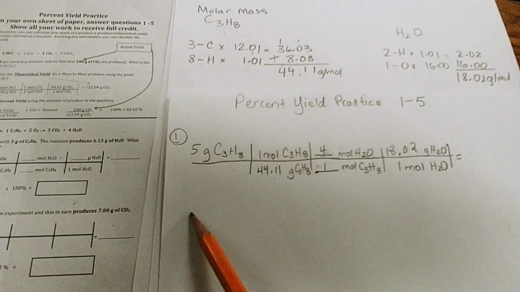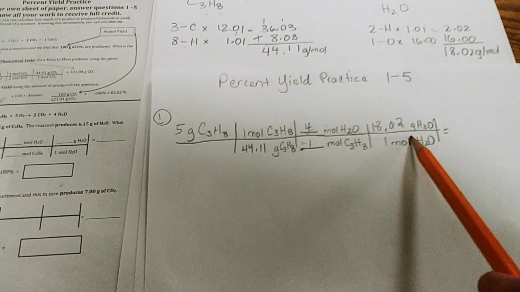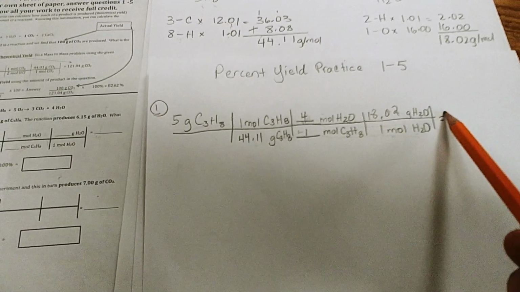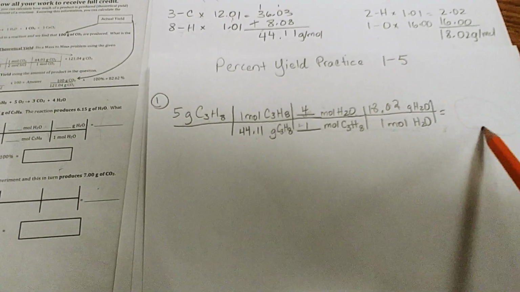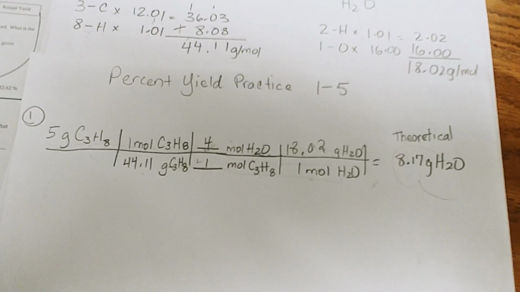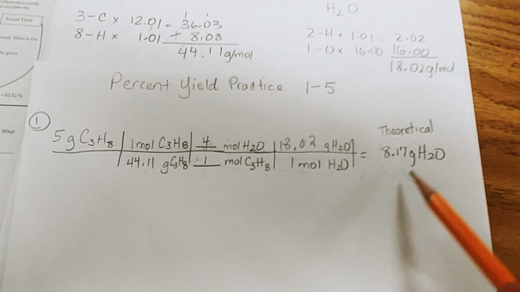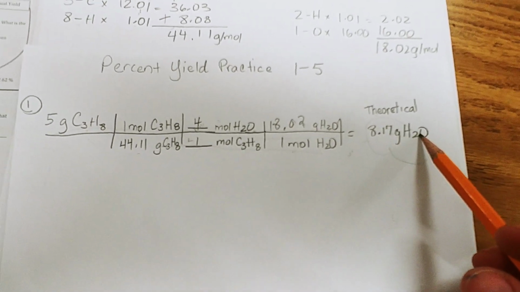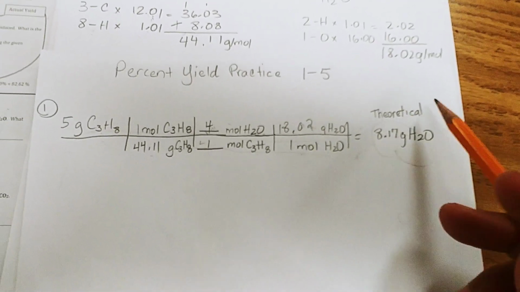Okay, once you have that, you're going to multiply all this across. You're going to multiply all the bottom numbers across. And then you divide the top answer by the bottom answer to get your final answer. That's going to represent your theoretical yield. Okay, once you do the math for it, you're going to find out that it ends up being 8.17 grams of H2O. Again, this represents your theoretical yield.